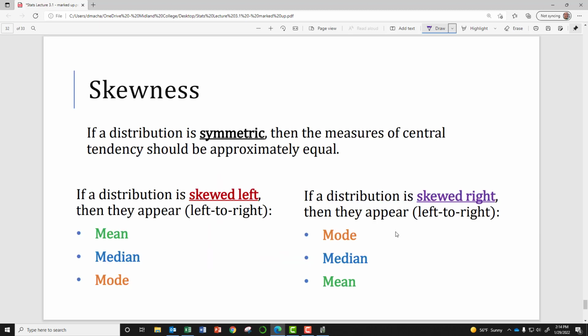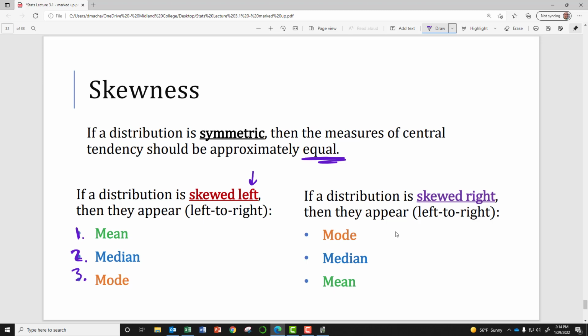And then let's talk about skewness. So if a distribution is symmetric, then the measures of central tendency should be approximately the same. If a distribution is skewed left, meaning the left tail is fatter than the right tail, then this is how they're going to appear from left to right. For a skewed left distribution, we're going to see the mean appear first, and then the median appear second, and then the mode appear third.